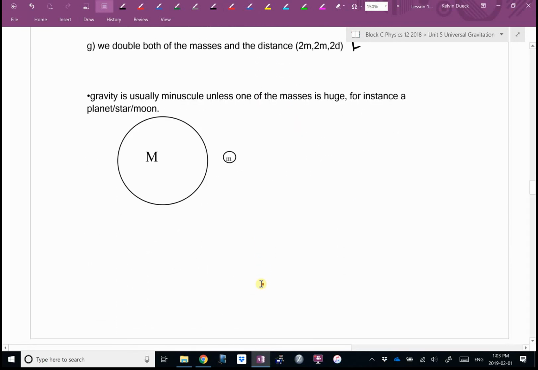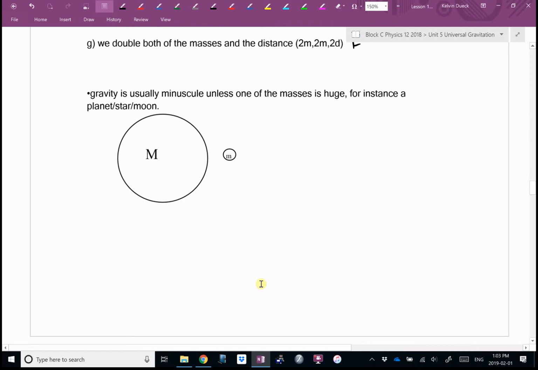Now, gravity is usually minuscule unless one of the masses is huge. A planet, a star, a moon. Even a moon, though, gravity is big-ish. But really, planets and stars and black holes, oh my.